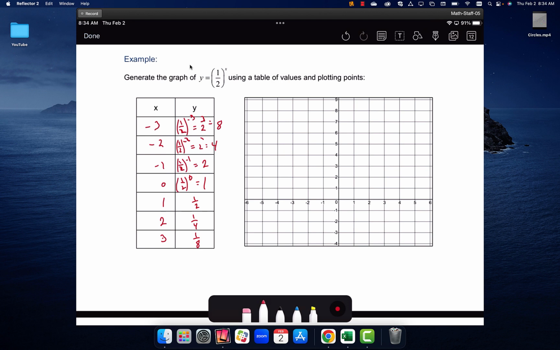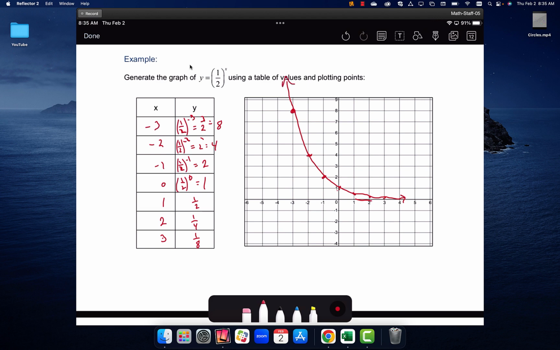So let's plot these points. We have -3, 8. -2, 4. -1, 2. 0, 1. 1, 1/2. 2, 1/4, and 3, 1/8. And we'll plot a smooth curve. Again, we're not going to cross the x-axis. It's going to get close to it, but not actually cross it.